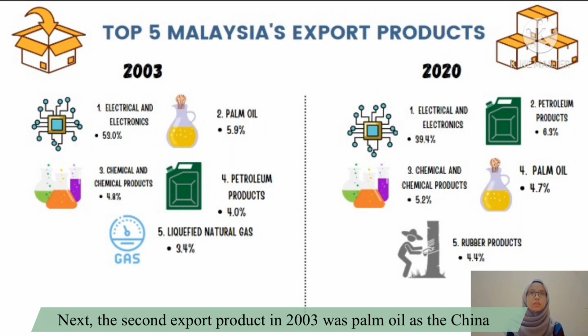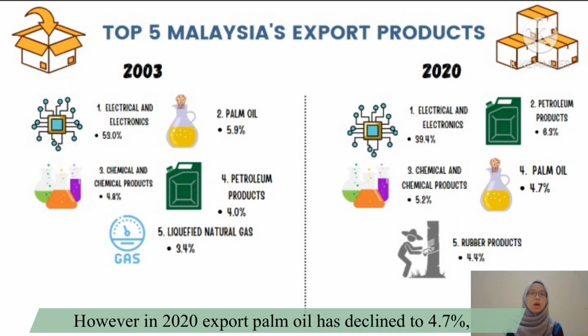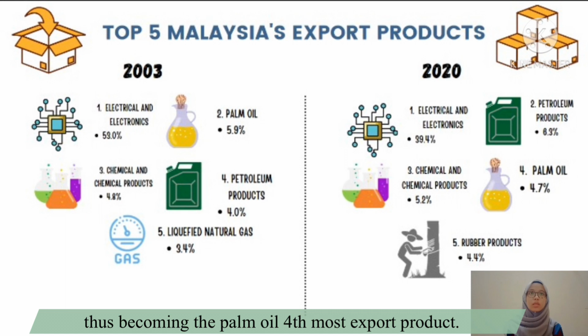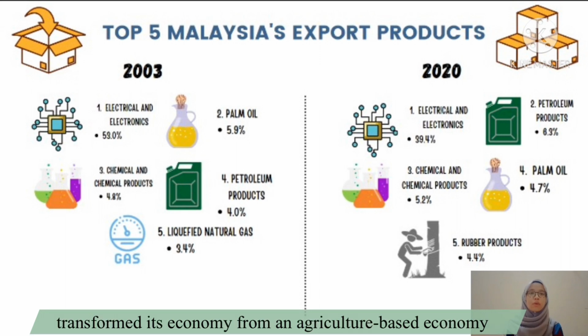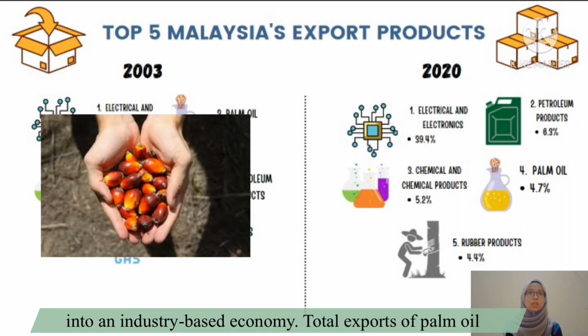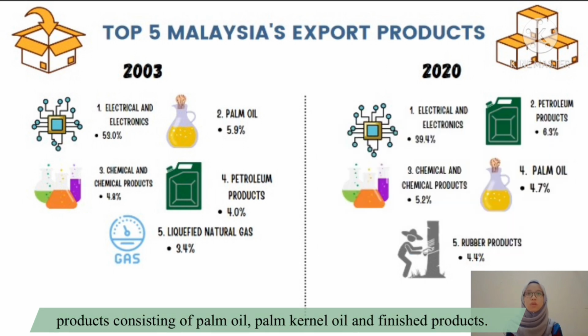Next, the second export product in 2003 was palm oil, as China remains Malaysia's largest palm oil export market, at 2.5 million tons in 2003. However, in 2020, palm oil export declined to 4.7%, thus palm oil became the fourth most exported product. This is mainly because Malaysia successfully transformed its economy from an agriculture-based economy into an industry-based economy. Total export of palm oil products consists of palm oil, palm kernel oil, and finished products.